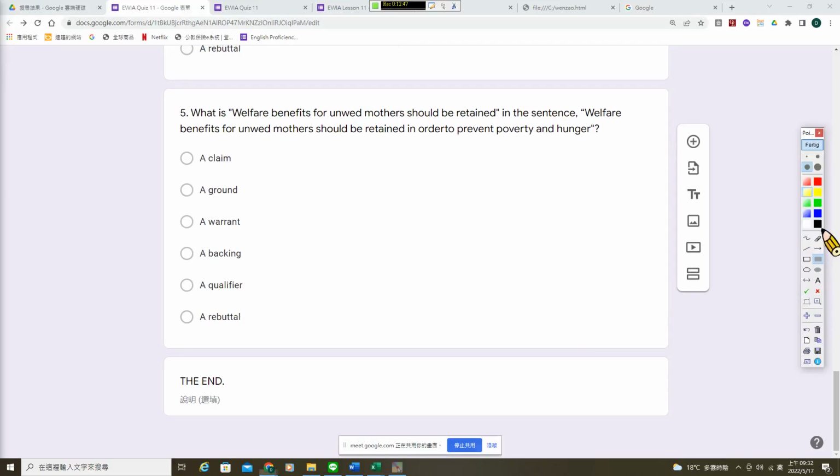Number 5, still we have one sentence here, one statement. Welfare benefits for unwed mothers should be retained in order to prevent poverty and hunger. So let's look here. Apparently, this is the claim. Welfare benefit for unwed mothers should be retained. We have to keep the welfare benefit for unwed mothers if they are pregnant, right?